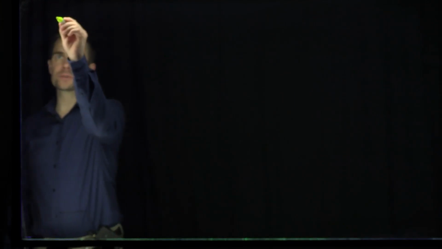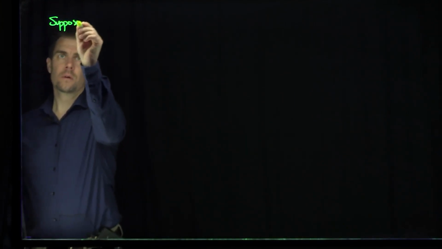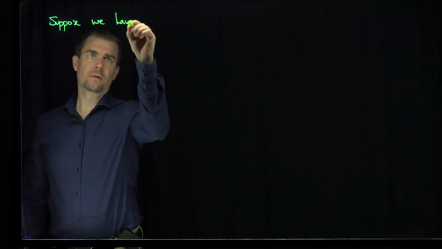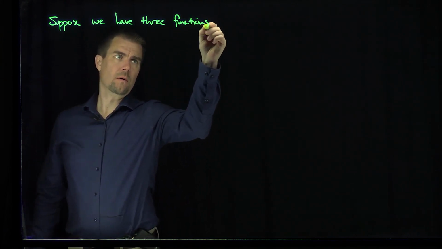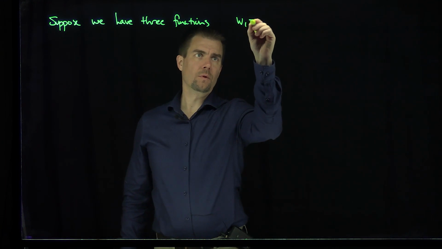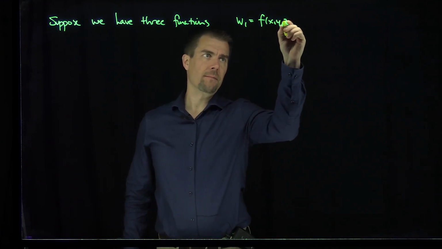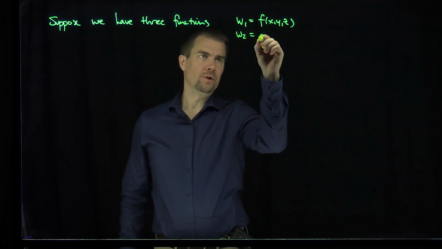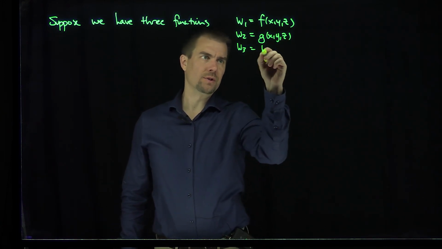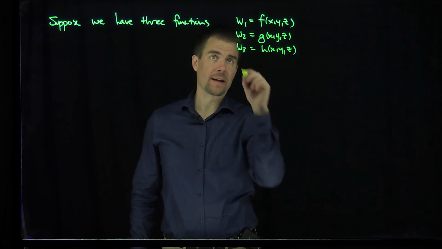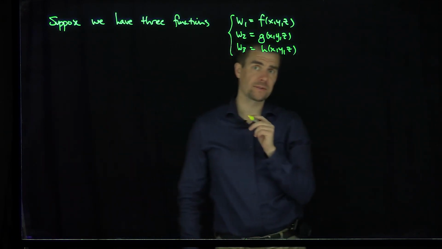Hello students, in this video we'll begin our discussion of orthogonal curvilinear coordinates. So suppose we have three functions. We have w1, which is f of x, y, and z, w2, which is g of x, y, and z, and w3, which is h of x, y, and z. We have these three functions of x, y, and z, right?